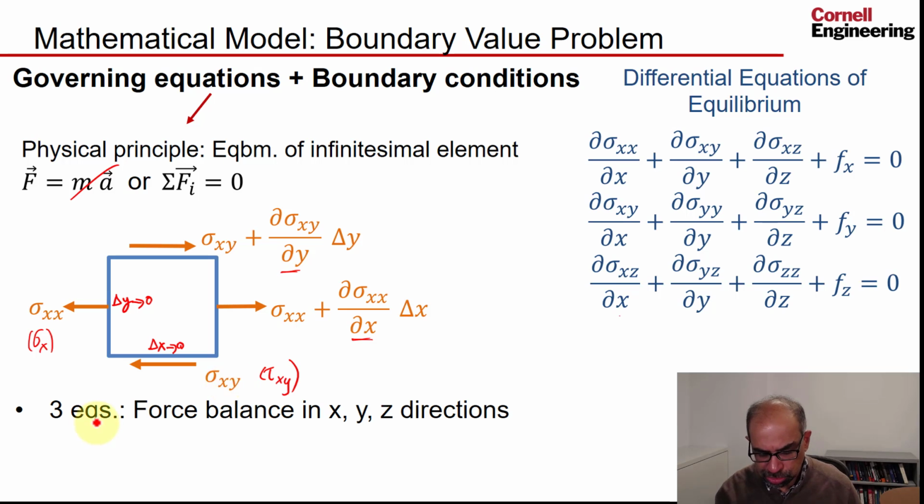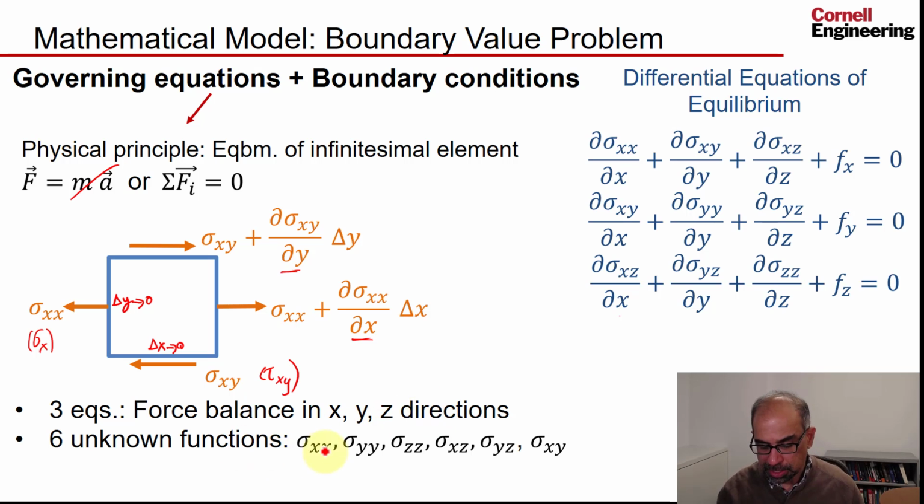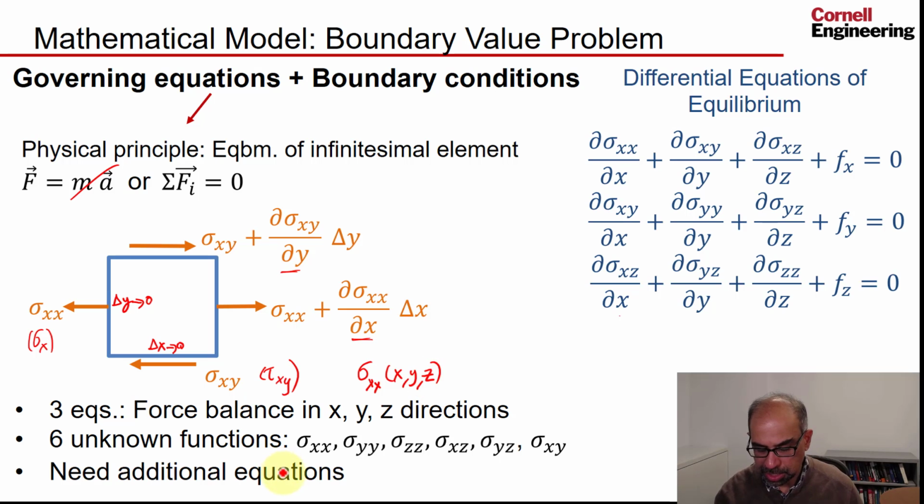So I have three partial differential equations from the force balance on this vanishingly small chunk in the x, y, and z directions. I have 6 unknown functions, 3 normal stresses, 3 shear stresses, and keep in mind that each stress component is a function of x, y, and z. It's a three-dimensional problem. So we need additional equations to close our equation set.